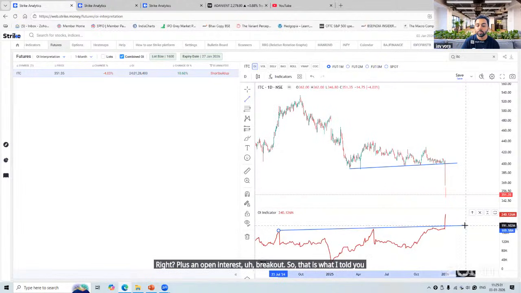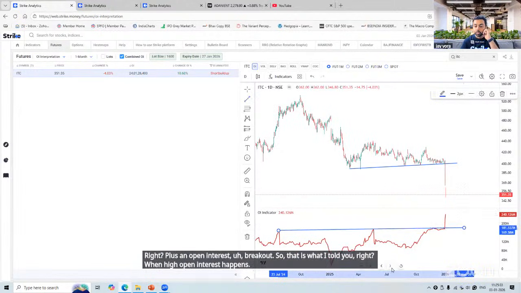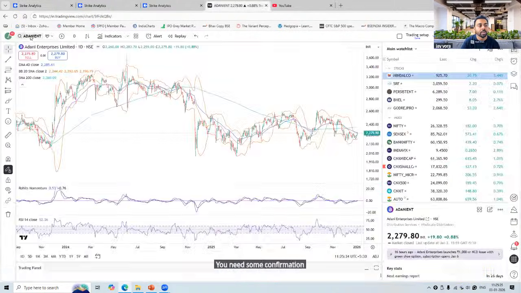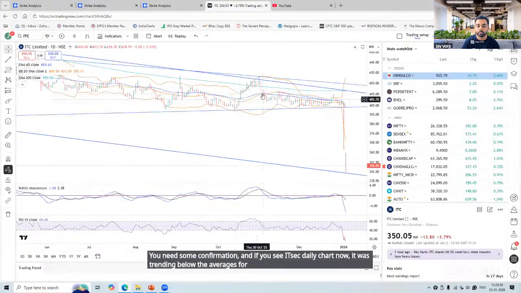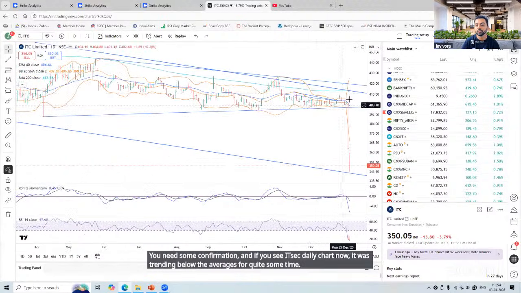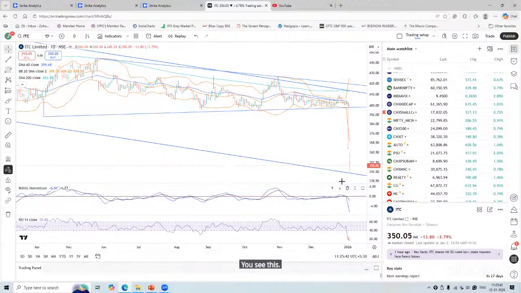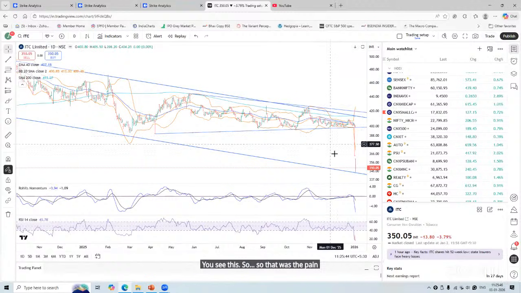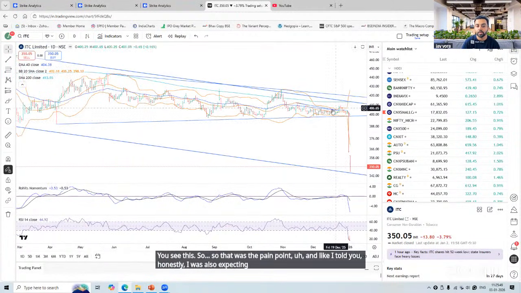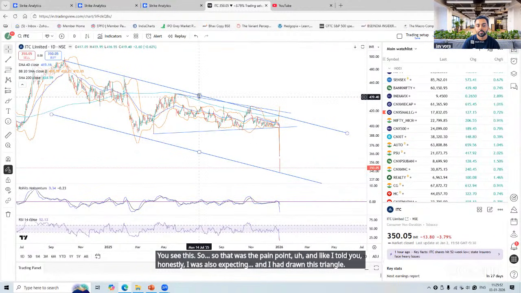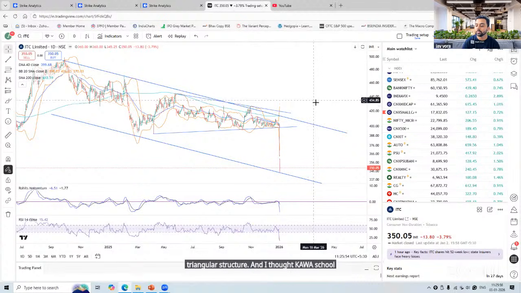When high open interest happens, you need some confirmation. And if you see ITC's daily chart now, it was trending below the averages for quite some time. So that was the pain point. And like I told you, honestly, I was also expecting it to go up, and I had drawn this triangular structure, and I thought that when it gives a breakout, then something will build. But unfortunately, it broke on the downside.